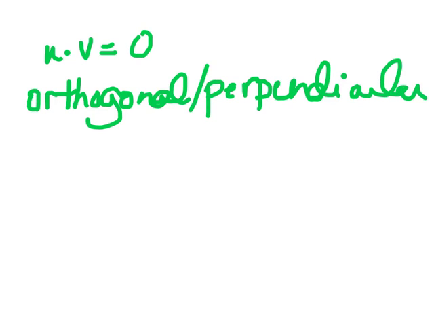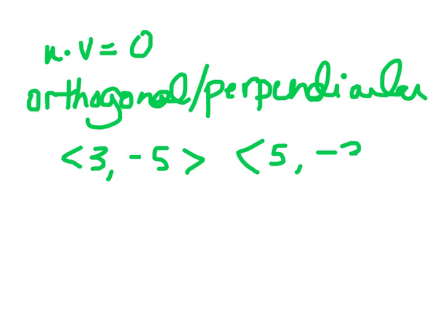Okay, so let's try. I think I can make one up. So 3, -5, and if I put 5, -3, that's not going to work. -5, 3. Let's try this one. Let's let this be U and this be V. If I wanted to see if these are perpendicular, when I do their dot product, I should get 0. Let's see if it happens.